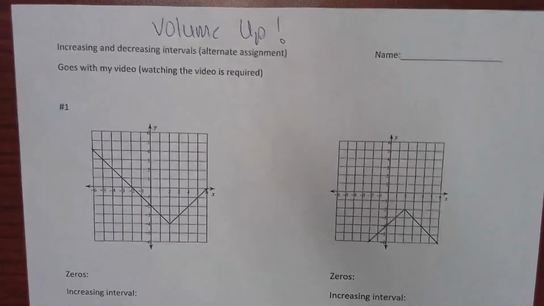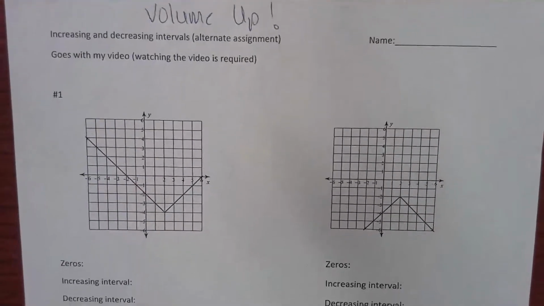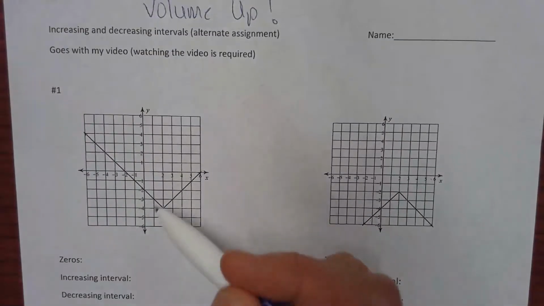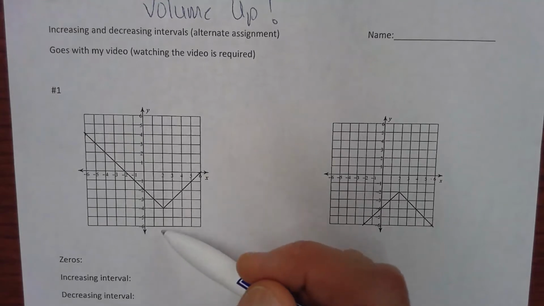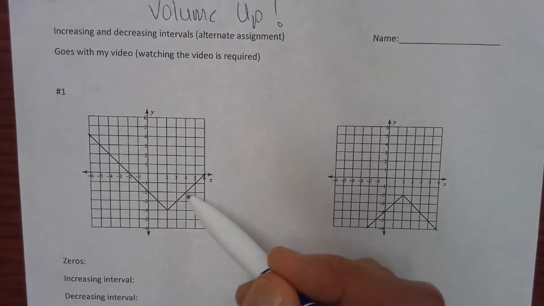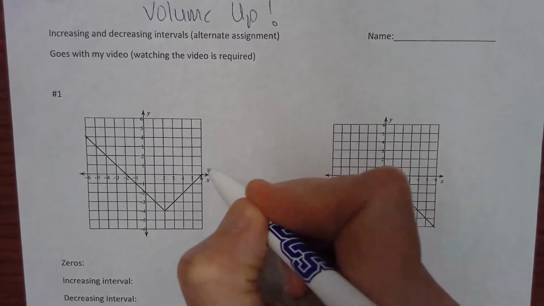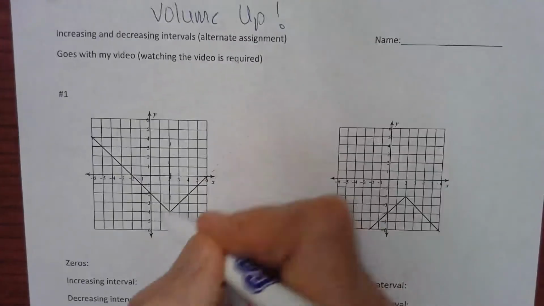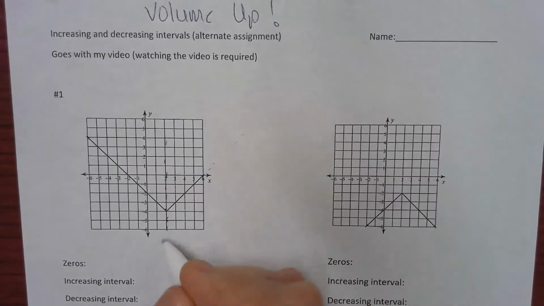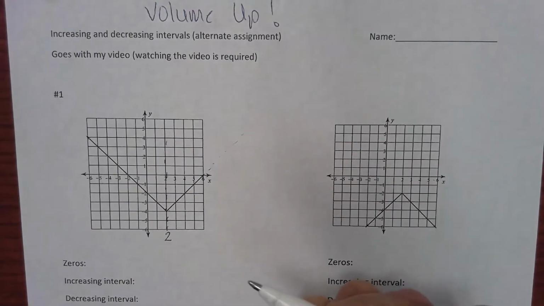Okay, so increasing and decreasing intervals. The first thing we're going to do is find the point where the graph turns from increasing to decreasing or decreasing to increasing. Sometimes I call it cutting the graph in half, but as you can see it stops here. But if you can imagine that it keeps going, this would be the place where you're cutting the graph in half. Okay, this is at x equals 2.